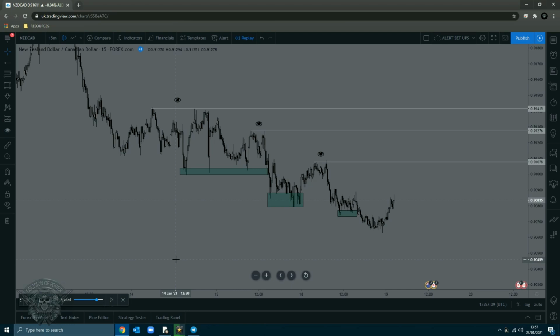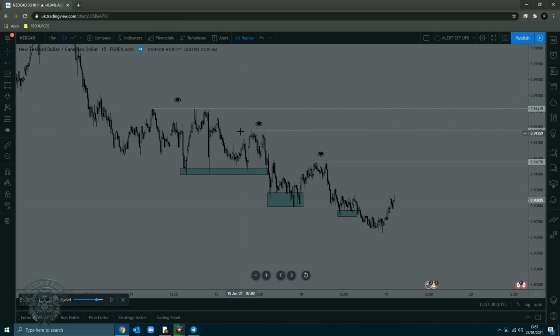Okay, now we're on New Zealand Canadian dollar on the 15-minute chart, and in the previous video I started to sort of ease my way into showing potential targets. So if we were looking to get a potential reversal setup, we've got to have an idea of where we're looking to get out of the market. It's always going to be equal highs or equal lows, depending on which direction you're trading in.